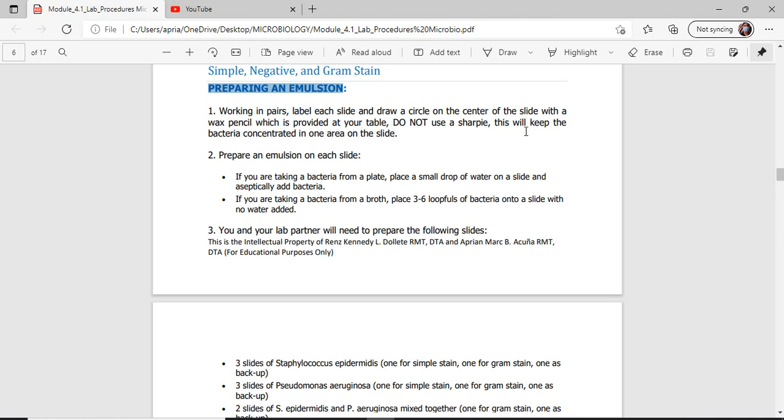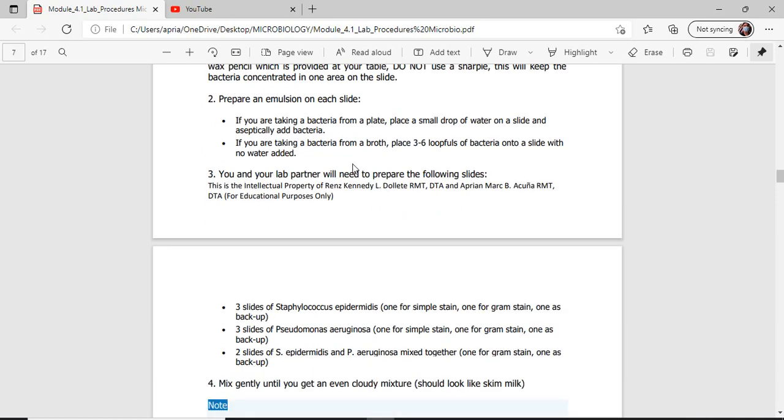Prepare an emulsion on each side. If you are taking bacteria from a plate, place a small drop of water. For clarification, you will not be using tap water. You will be using NSS, or normal saline solution. In the lab, the water used is sterilized, not just filtered, so it is not denatured.